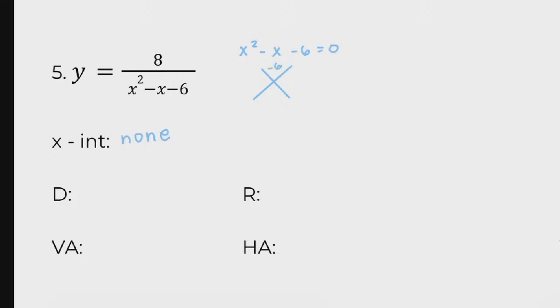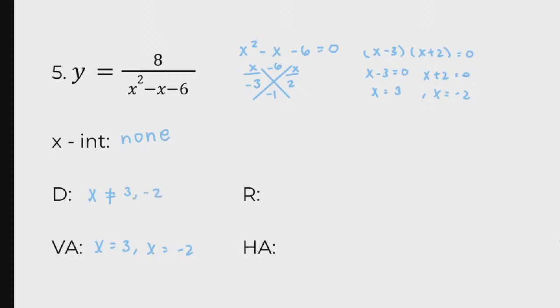And to solve this, we're going to factor. So on the top would be -6, on the bottom is -1. So that's -3 and 2. X goes on top. So we have x minus 3 times x plus 2 equals 0. We're going to set each one equal to 0, and we get x equals 3 and x equals -2. So those are where our 2 vertical asymptotes are going to be. And that means for the domain, x can't equal 3 or -2.